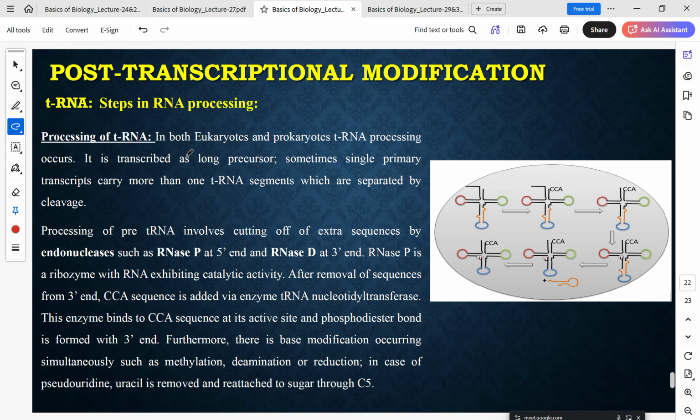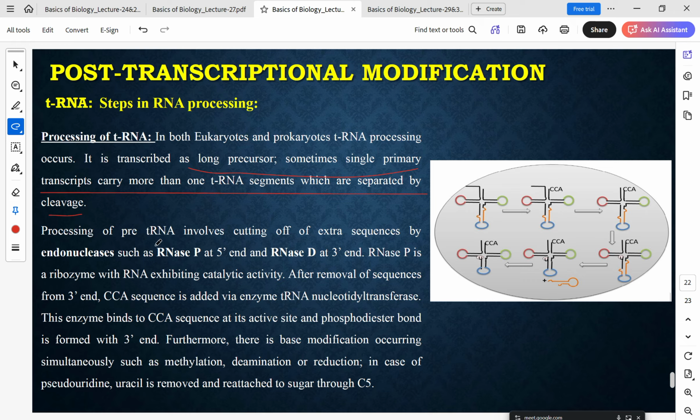In case of both eukaryotes and prokaryotes, tRNA processing occurs. This is transcribed as a long precursor with a single primary transcript that carries more than one tRNA segment, which are separated by cleavage. So in case of tRNA, it's not only the cleavage for separating the tRNA segments, the tRNA also needs to capture the amino acid for which it is responsible.